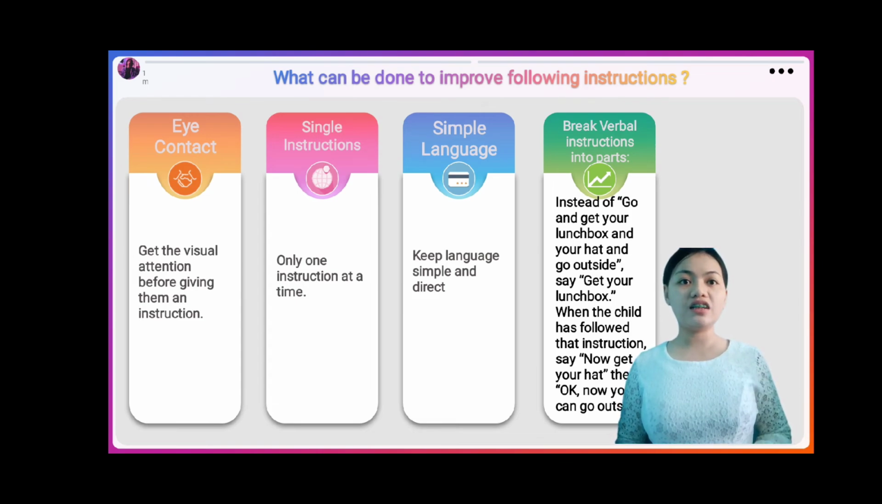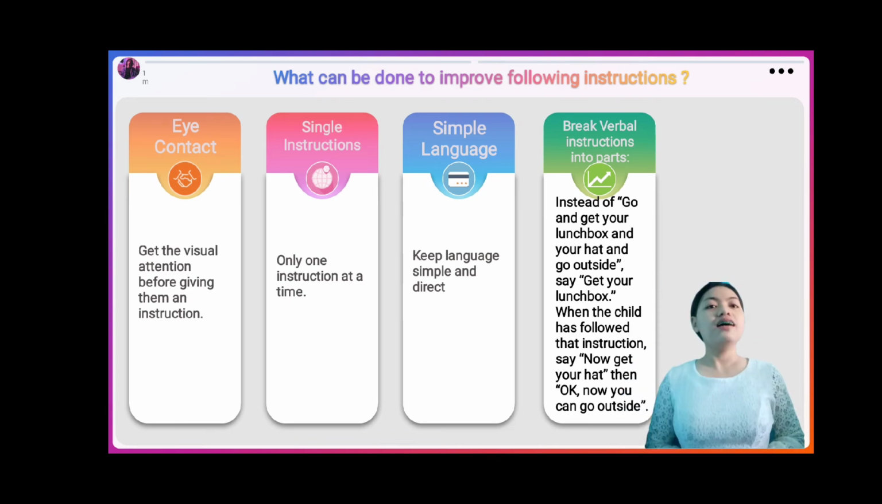Providing a strong, detailed rubric with the assignment can also make both the teachers' and the students' job clearer and easier. Next, break verbal instruction into parts. Instead of "go and get your lunchbox and your hat and go outside," say "get your lunchbox." When the child has followed that instruction, say "now get your hat." Then "okay, now you can go outside."